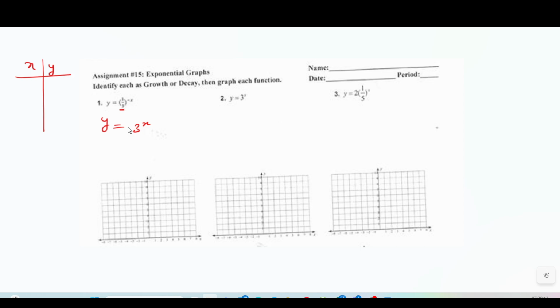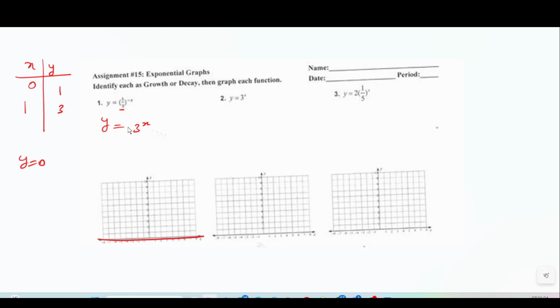Okay, so let's put some values of x. Suppose I take 0. If x is 0, then y is 1, right? Because 3 to the power 0 is 1. And if I take x as 1, then it is just 3. So these 2 points are enough, because there is nothing else with the main function, like there is no plus 1 or plus 2. So the asymptote is y equals 0. About this asymptote, either it will go like this or this, okay?